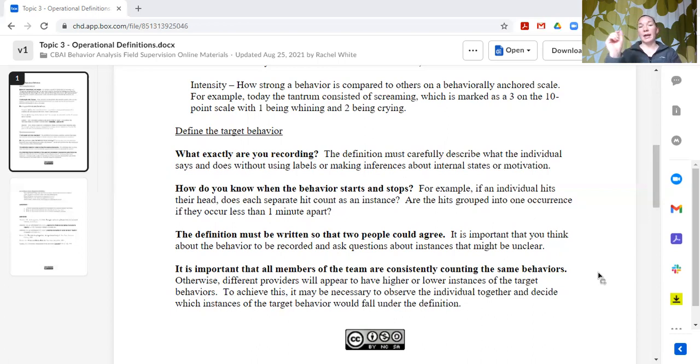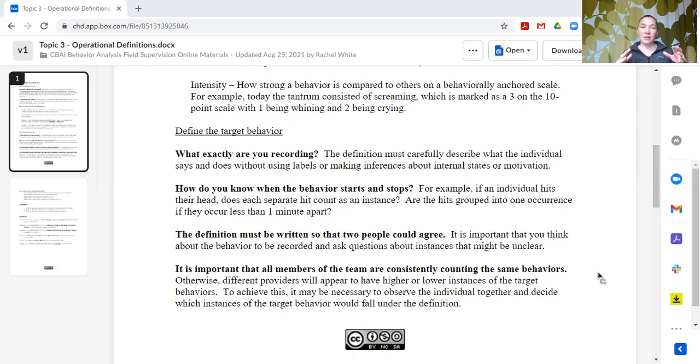We need to define how we know when the behavior starts and stops. So for example, if I was going to take data on somebody who hits their head, am I going to count every moment of contact? Or am I going to count a head hitting episode where there might be a lot of rapid taps and then there's nothing for a little bit? That's really going to matter for behaviors that might occur in bursts or very quickly. If you are trying to take just a tally count, a frequency count of each individual instance, and they happen in very rapid succession, your data collection may not be accurate.